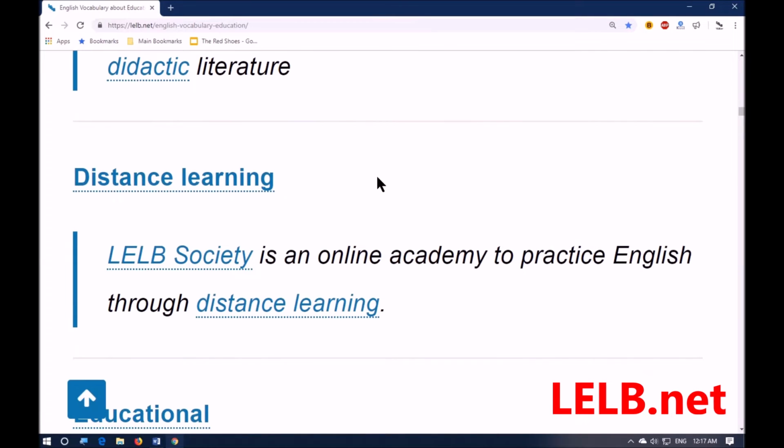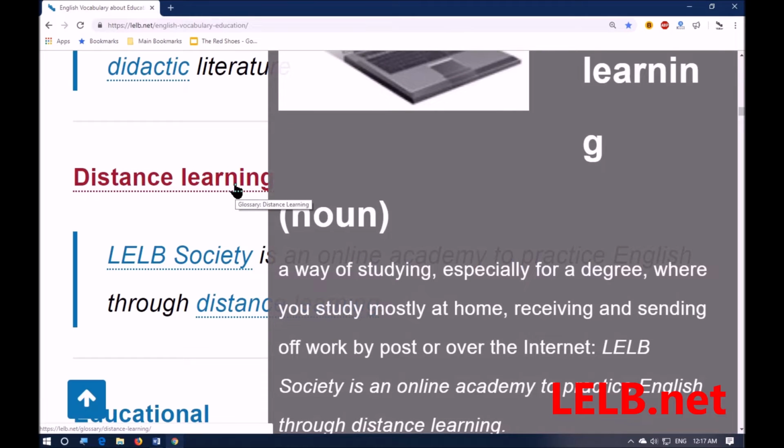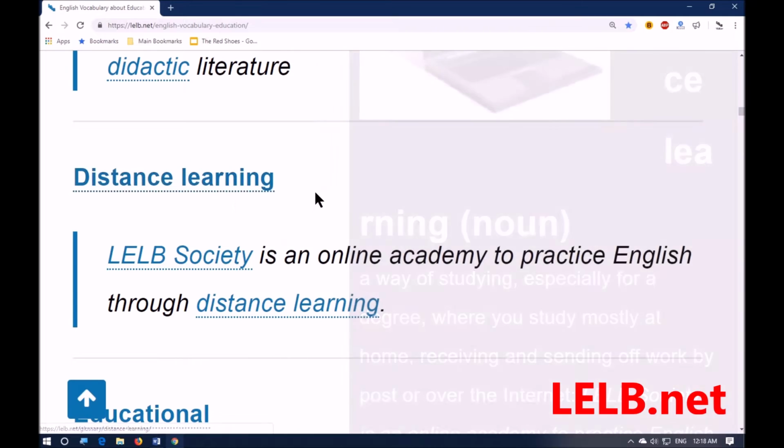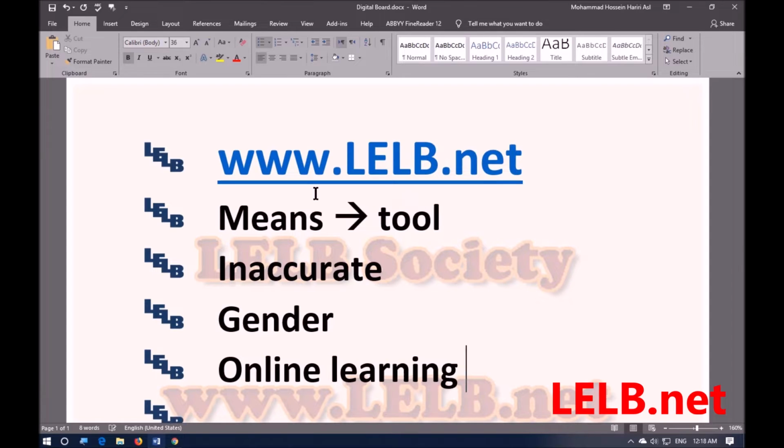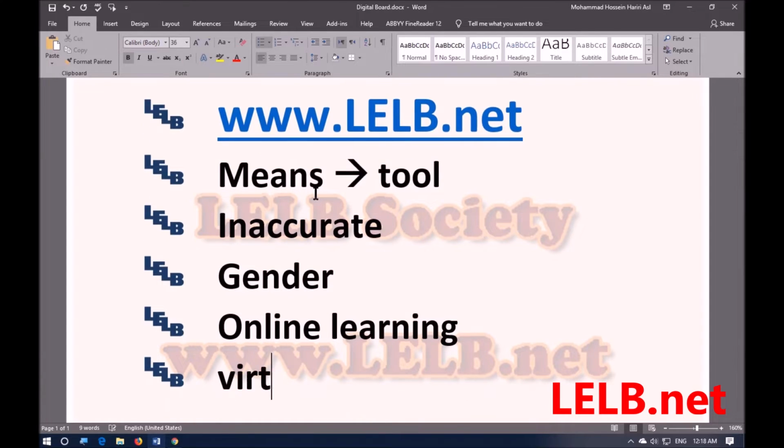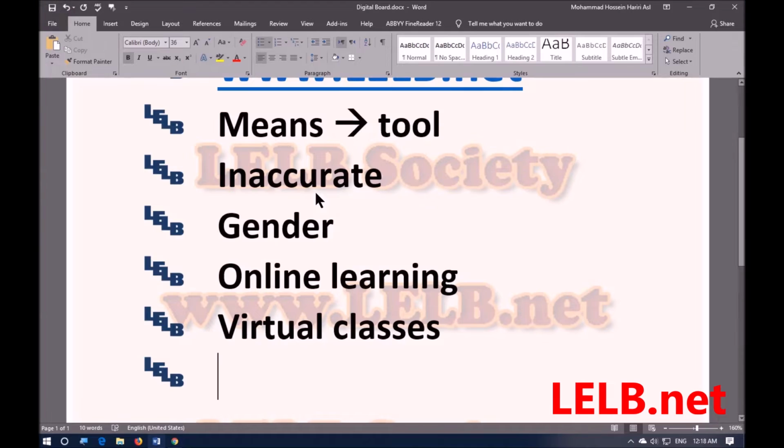The next word is distance learning. A way of studying, especially for a degree, where you study mostly at home, receiving and sending of work by post or over the internet. Or you could say online learning, online classes, virtual classes, virtual learning, or e-learning, electronic learning.